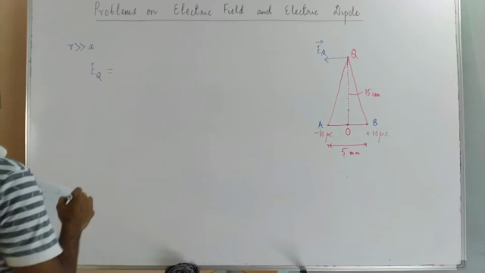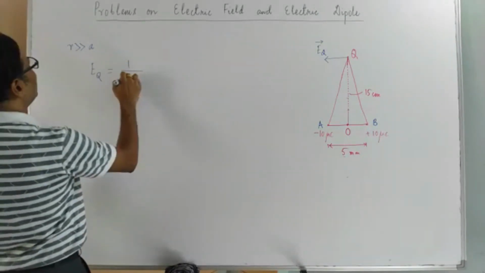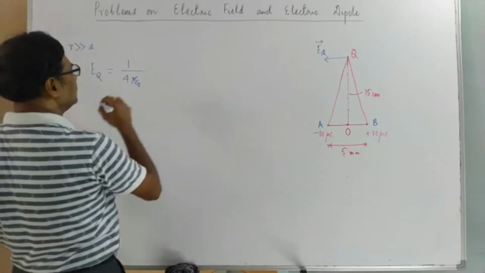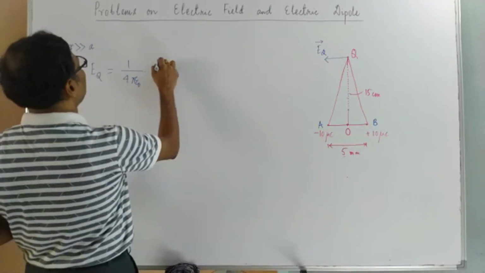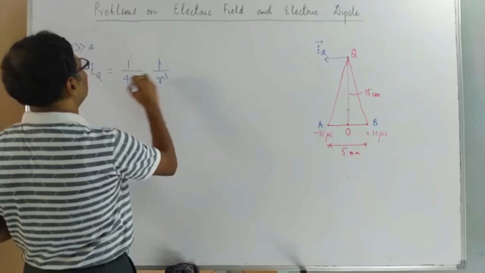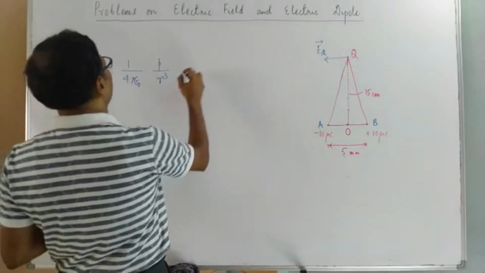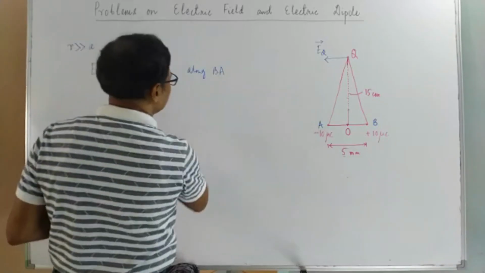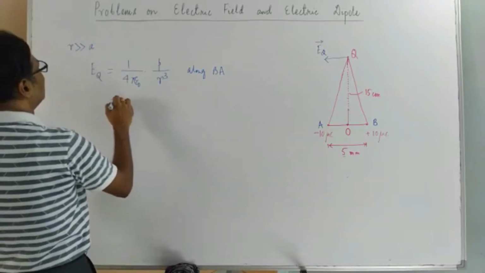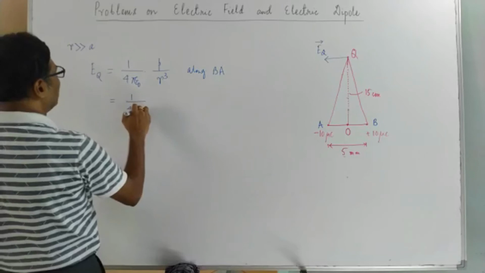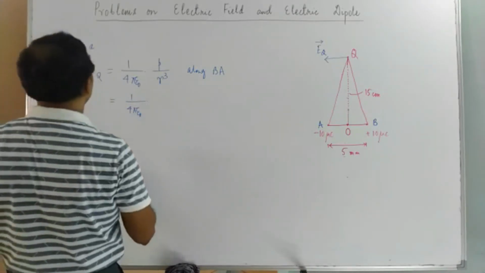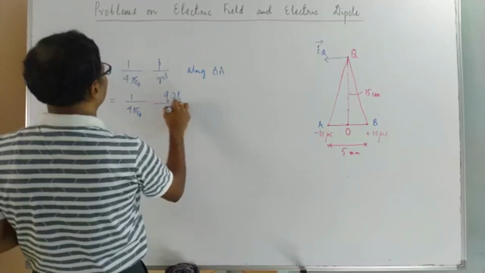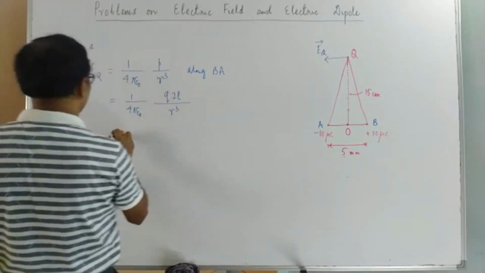So the magnitude of the electric field at an equatorial point Q is 1 by 4 pi epsilon 0, then P by R cube. This is the formula. It acts along BA. 1 by 4 pi epsilon 0, P is equal to, as before, Q into twice L divided by R cube.